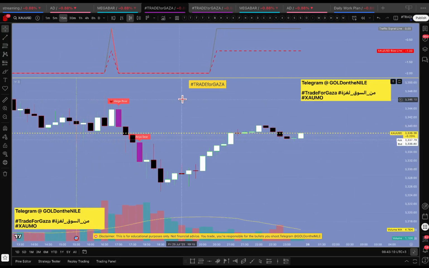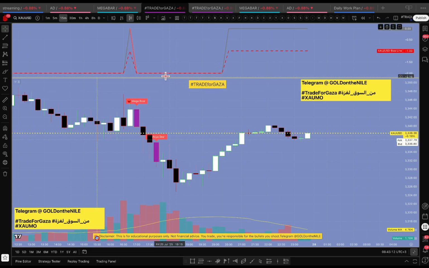I watch here. It says to me, I have here the economic news. It was bearish, but still, I do not have a confirmation. Yes, it was here at 2.0. That's too much, but I do not have a megabar. I'm not trading. I have here the XAUUSD bias line. I'm not going to trade here because I do not have a megabar.